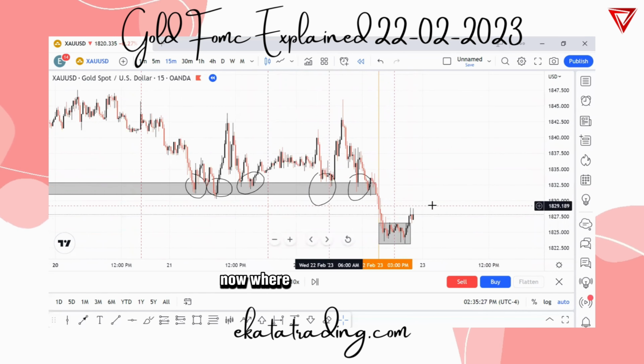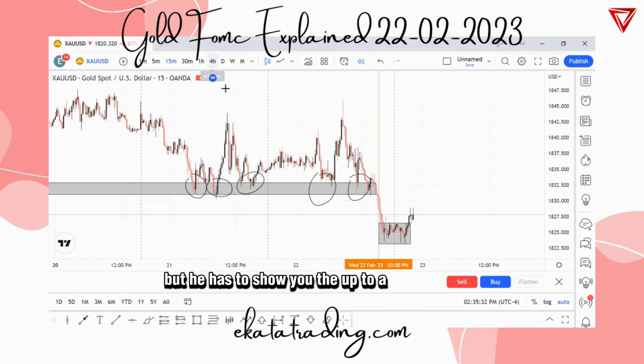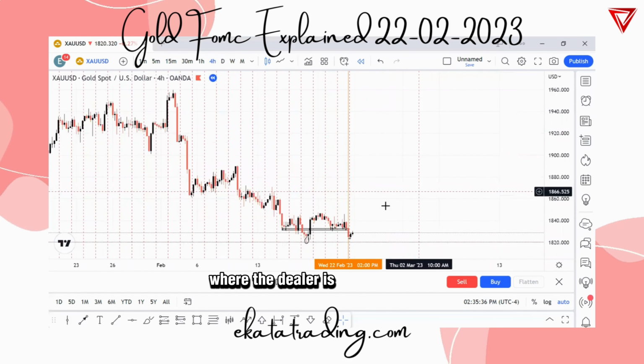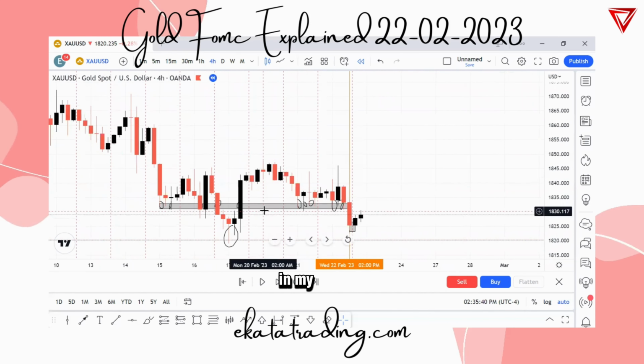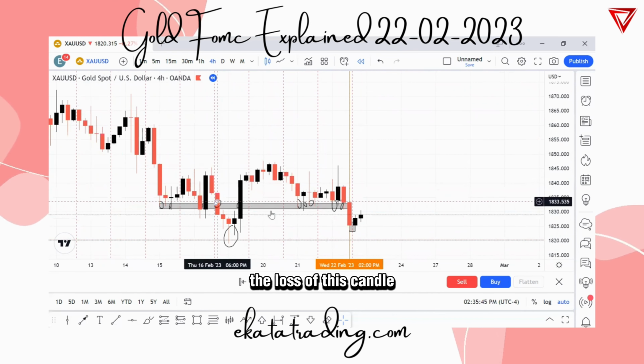Now, where do I think it is going? He's going to show you the buy, but he has to show you the buy up to a specific area so that he can continue his sell. We have to look for an area where the dealer is going to target a logical area. And a logical area, in my opinion, would be the lows. The lows of these wicks. The lows of these candles, sorry.